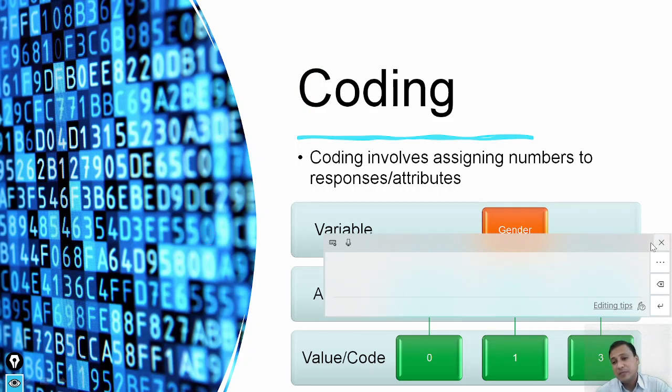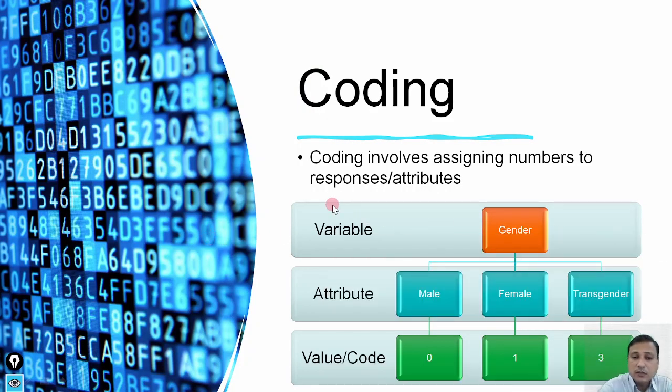So let me start with the meaning of coding. What is coding? Coding involves assigning numbers to responses or attributes. Now here is one example. If we consider one variable, gender, there are three attributes to gender. What is the meaning of attribute? Attribute means they are the possible responses of that particular variable. Now here are the possible responses. Either we are getting response in this category, that is male, or we are getting the response in this category, female, or we are getting a response in this category, that is transgender.